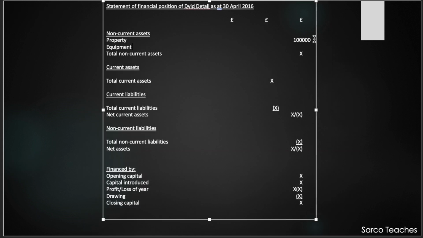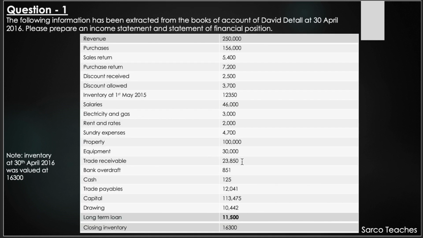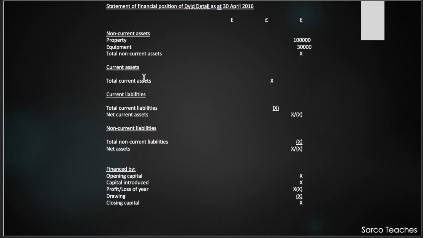The next one is equipment. Equipment is a non-current asset. Again, this is because the business's intention is to keep it for more than a year. Trade receivables are customers we have sold to on a buy now, pay later basis.